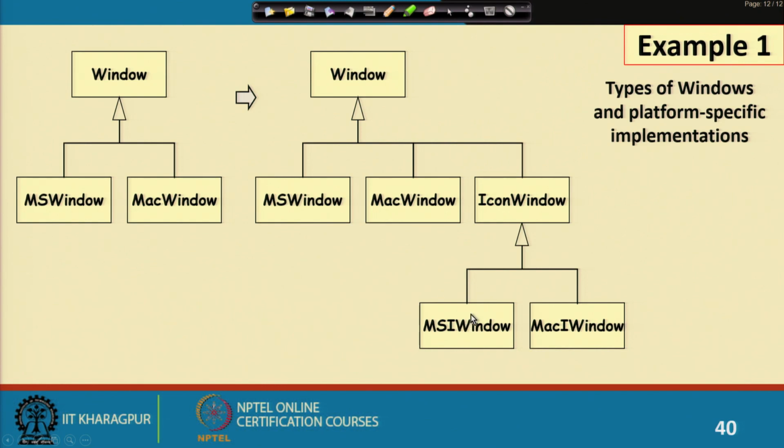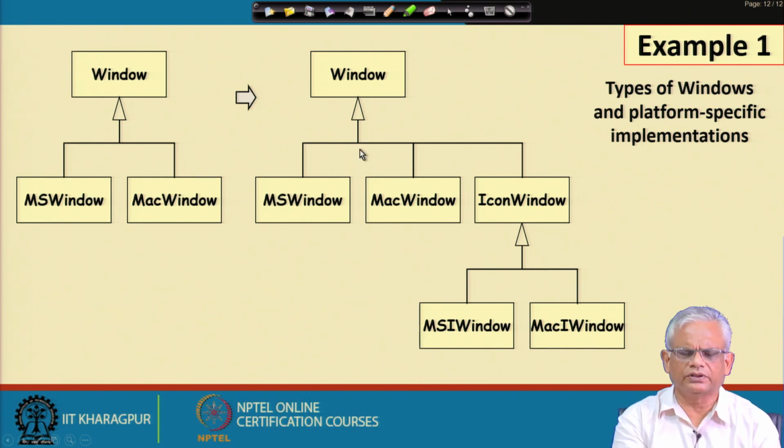And similarly, we might have other platforms, for example, Android platform, and then we not only add a class Android window here, but also we will have to add the Android icon window here. Similarly, Unix window we will also have to add here. So, each time we make a change, multiple class additions are required.